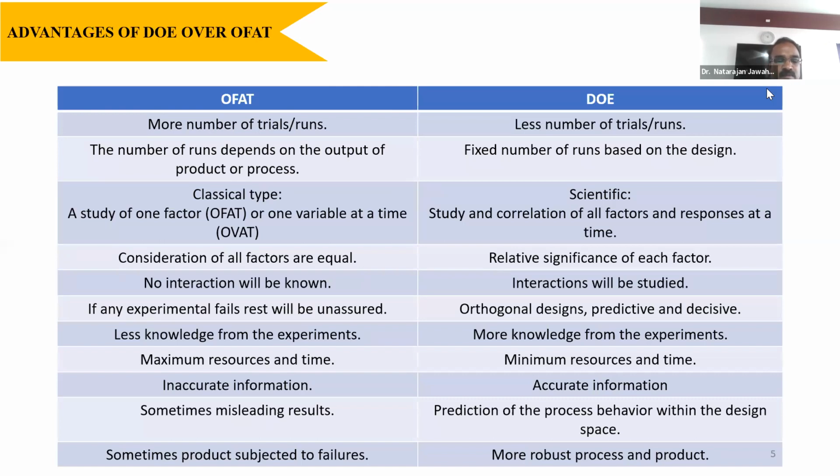Sometimes OFAT may mislead in the results, but the results predicted by DOE are always accurate. And sometimes the product is subject to failures, but here there is very little or no chance of product failure, because these processes are more robust, and the product also will be more robust. It will always give the same results. Reproducibility is also possible in DOE.